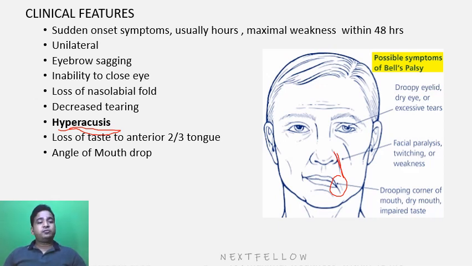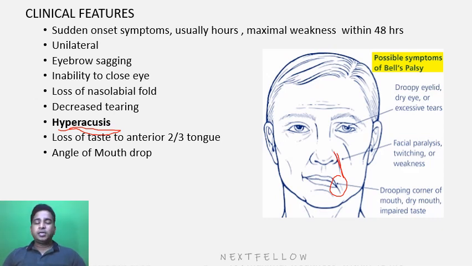So hyperacusis will be there, decreased hearing, loss of the nasolabial fold, and over the anterior two-thirds of the tongue on the affected side, the taste sensation will be lost. This is because of chorda tympani involvement. We know this is the third branch of the facial nerve in the intratemporal part. So there is loss of taste to the anterior two-thirds of the tongue, and sometimes there will be dribbling of saliva from the angle of the mouth, just because the muscles become lax, they can't contract properly, so saliva will get dribbled from this angle of the mouth.